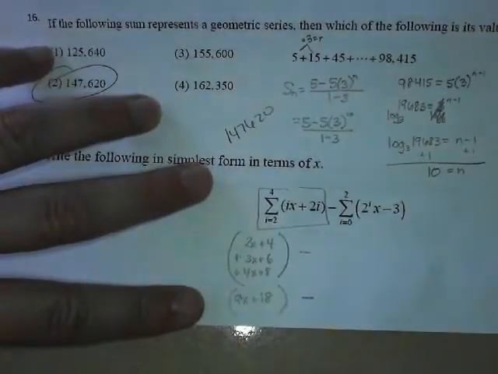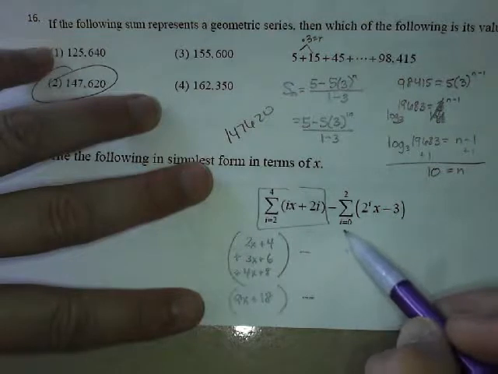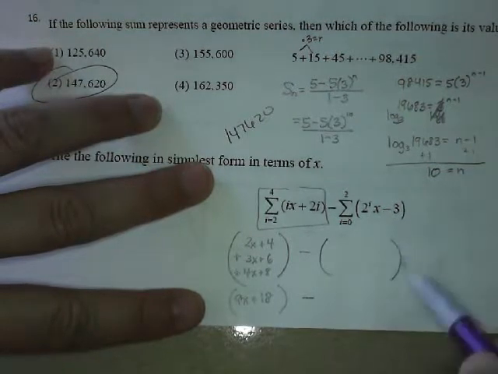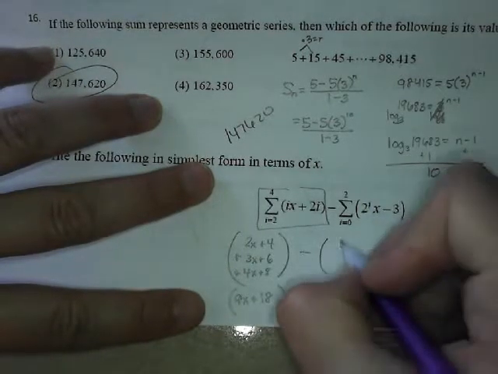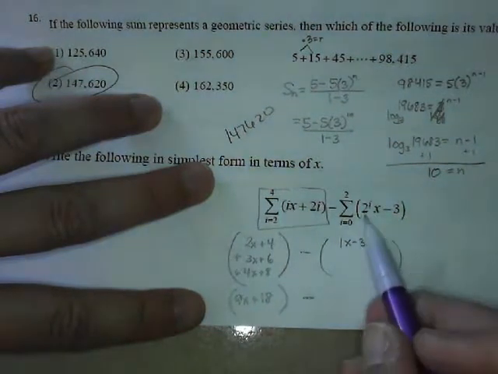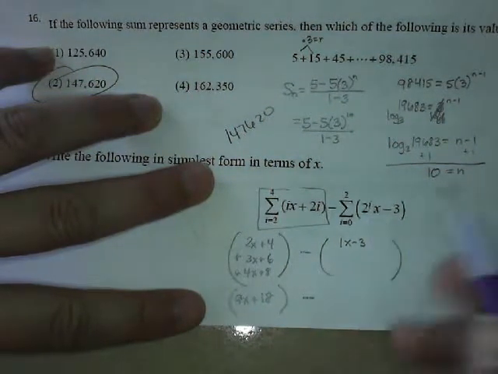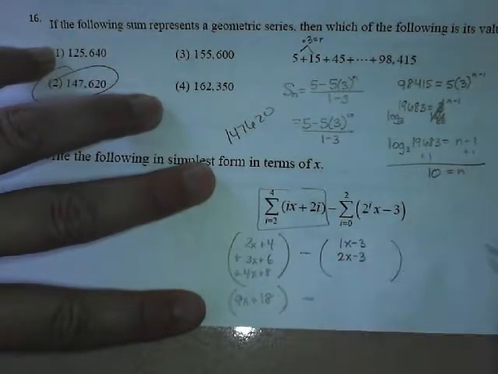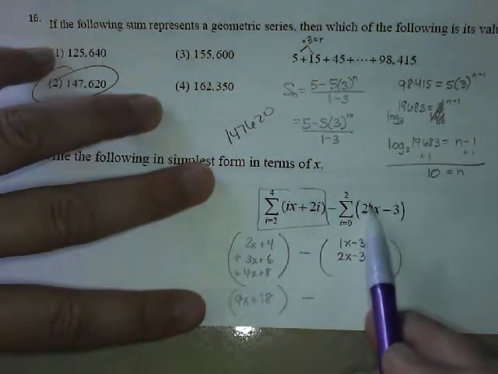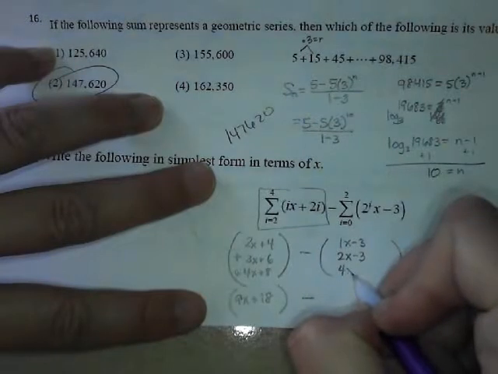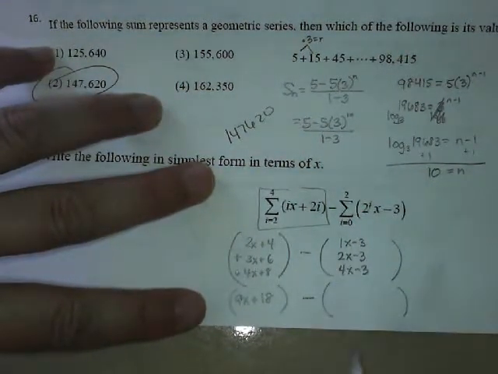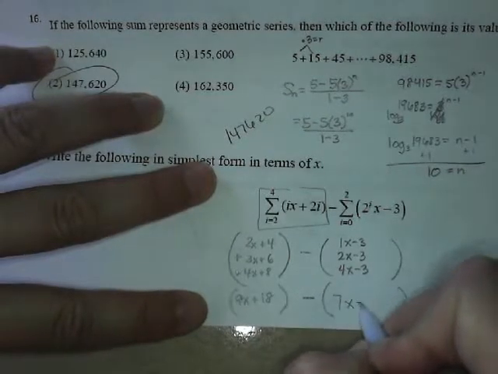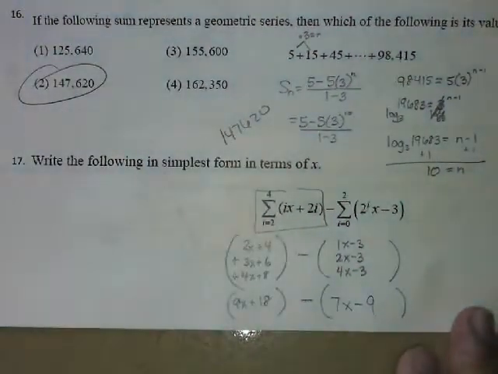Now my second summation notation, I start by plugging in a 0. So what's 2 to the 0 power? 1, so that's 1x minus 3. I plug in a 1, 2 to the first power is 2, so that's 2x minus 3. And I plug in a 2, 2 squared is 4, so 4x minus 3, which grand total becomes 7x minus 9. But I'm keeping this in parentheses because I obviously have to subtract the whole sum.